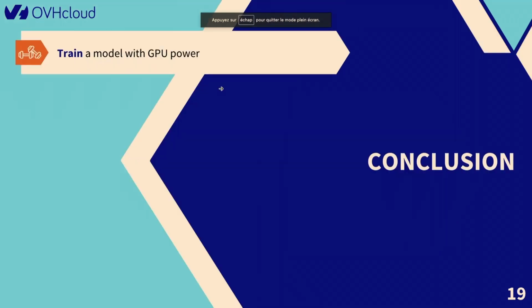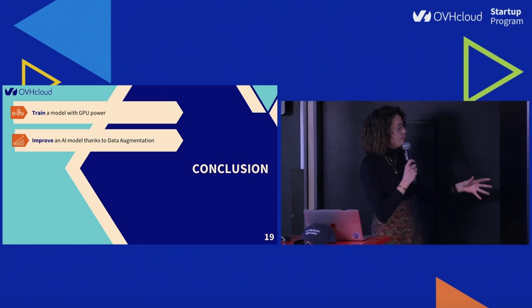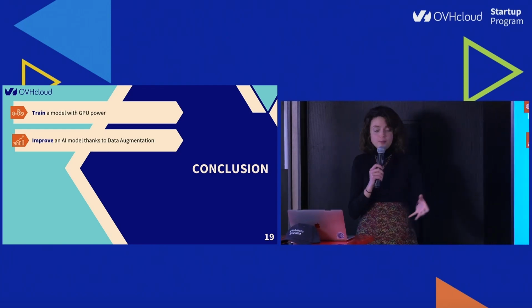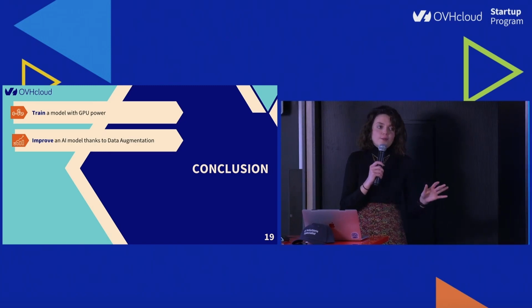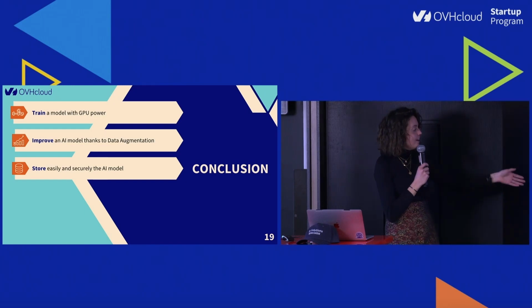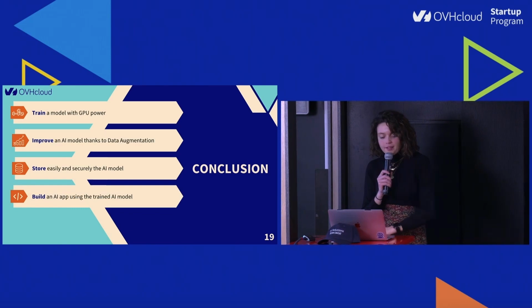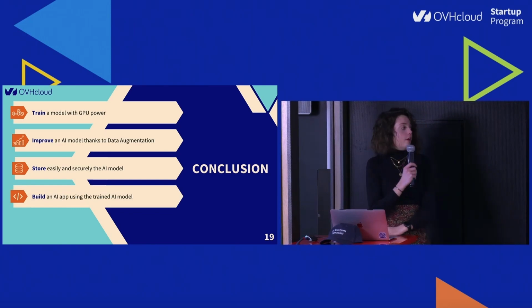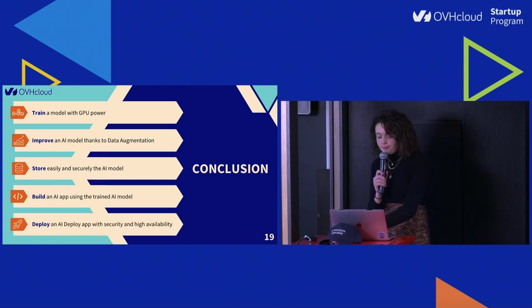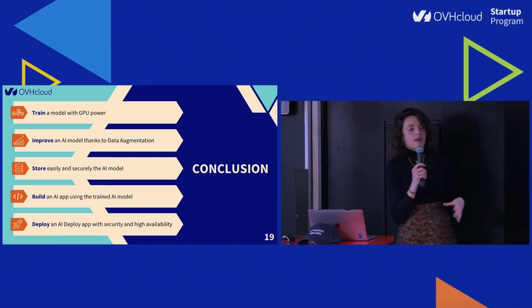Okay, nice. Let's go for the conclusion. Today, we have seen that we can train a model with GPU power thanks to AI Notebooks. We can also improve an AI model thanks to data augmentation, even if the model is not perfect at the end, I know. We can store easily and securely the AI model in an object storage container. We can build an AI app, and we can use the trained model. And we can deploy it thanks to AI Deploy with security and high availability.